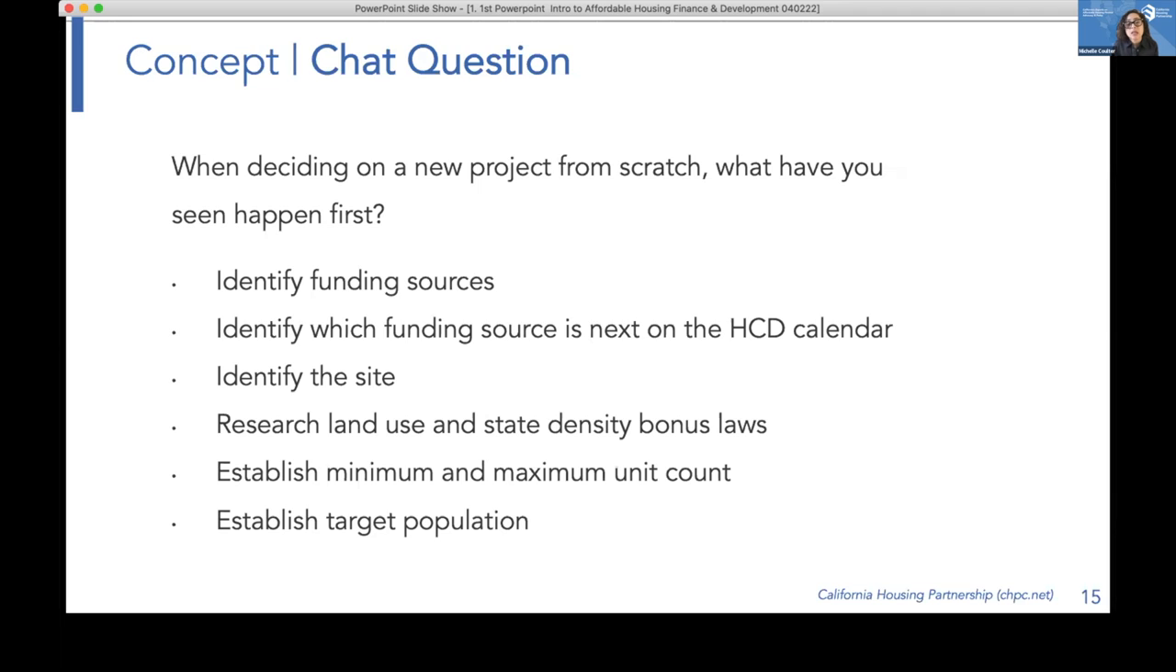Have they identified funding sources and then gone after a site that fit those sources? Have they seen what funding source comes next on the HCD calendar? Have they identified the site first? Or have they researched land use and state density bonus laws to decide which kinds of sites to go after? Or have they done things like establish minimum and maximum unit counts or establish a target population?